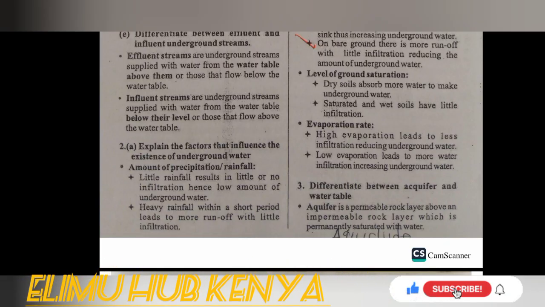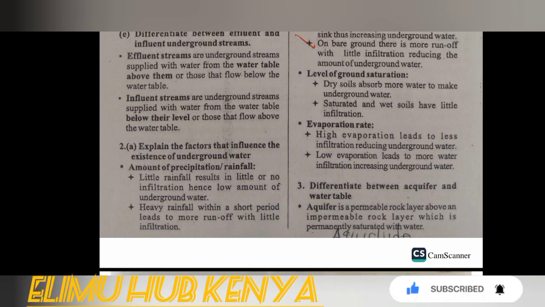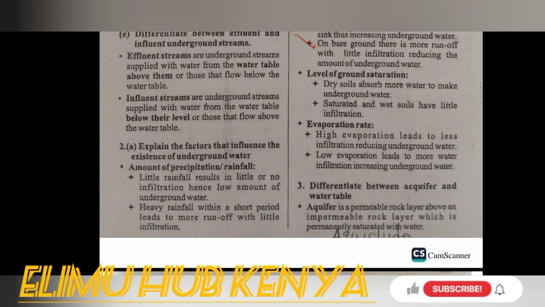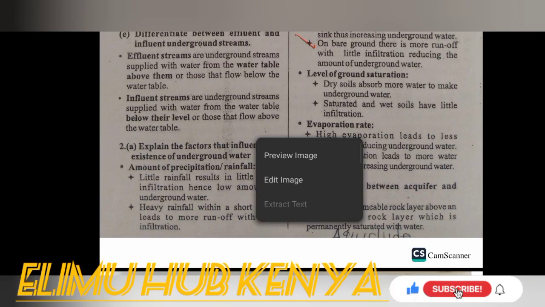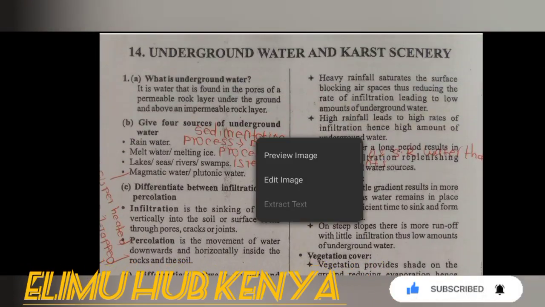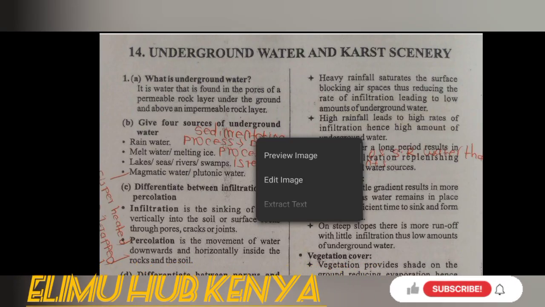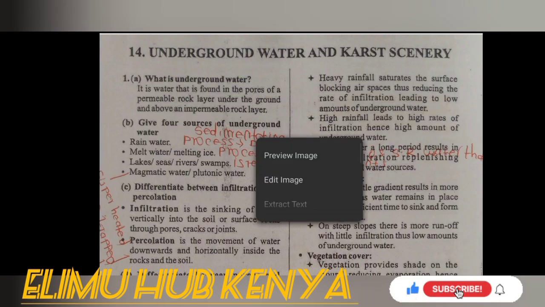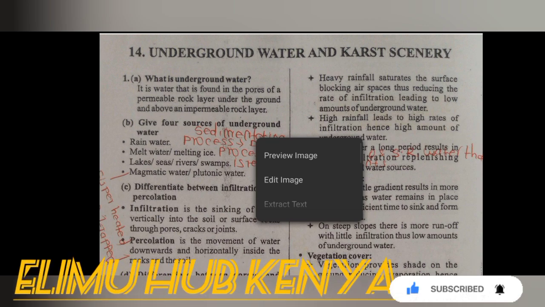So just as a quick recap, little rainfall results in little or no infiltration, hence a low amount of underground water, while heavy rainfall within a short period of time leads to more surface runoff, which leads to little infiltration, hence a low amount of underground water. Heavy rainfall, on the other hand, saturates the surface, hence blocking air spaces, hence reducing the rate of infiltration, leading to a low amount of underground water. And in this case, we talk about heavy rainfall within a short period of time.